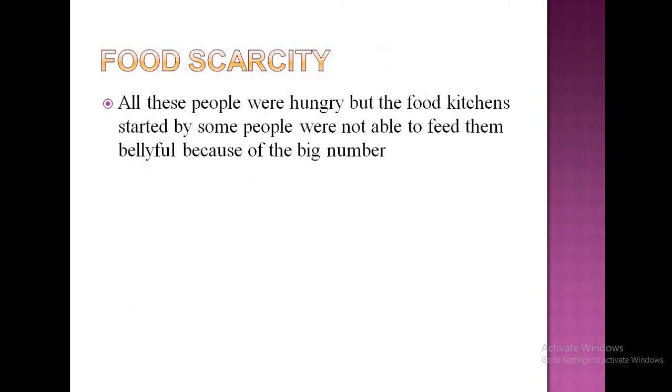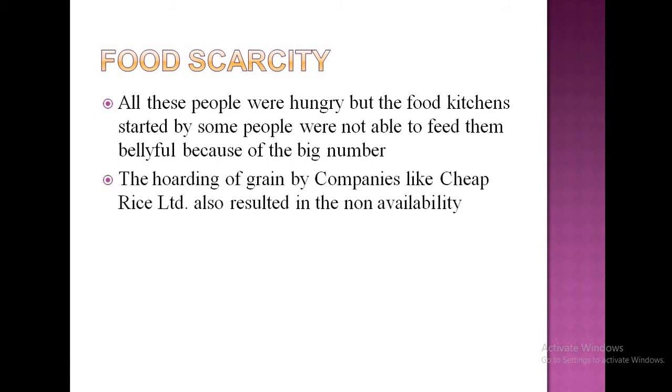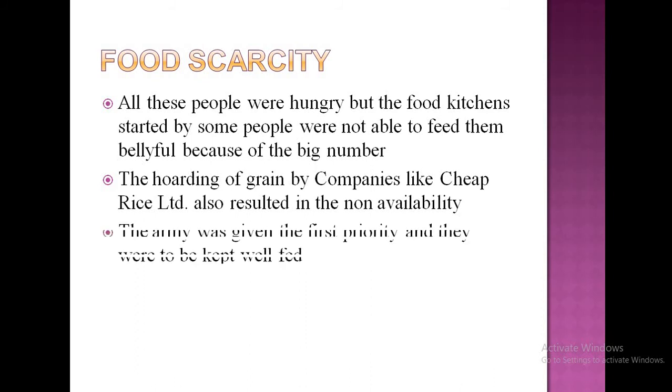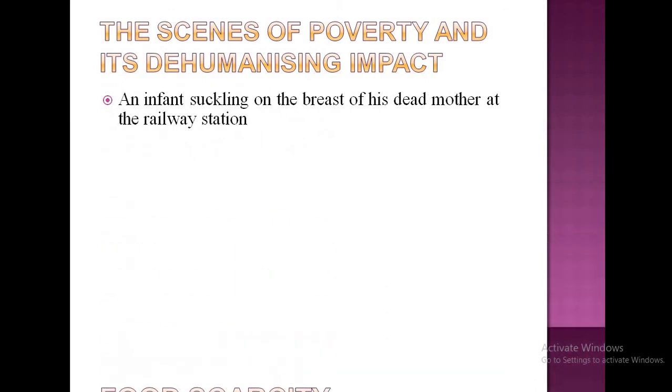We find this food scarcity. These people are hungry, but food kitchens started by some people were not able to feed them a full belly because of the big number. And then we see the hoarding of grain by companies like Cheap Rice Limited. It also resulted in the non-availability of food. The army was given the first priority, and they were to be kept well fed because they were participating in the World War, and Japanese troops could have come into India. So the army is to be well fed.